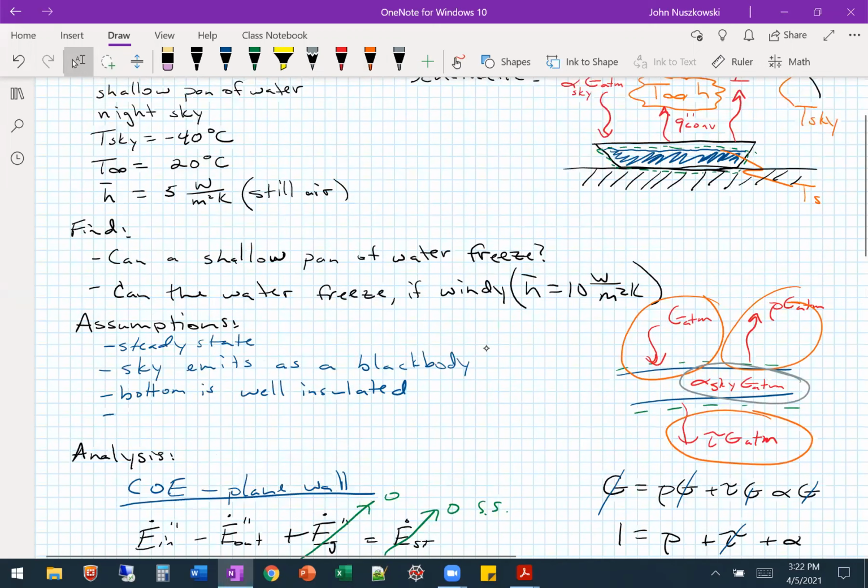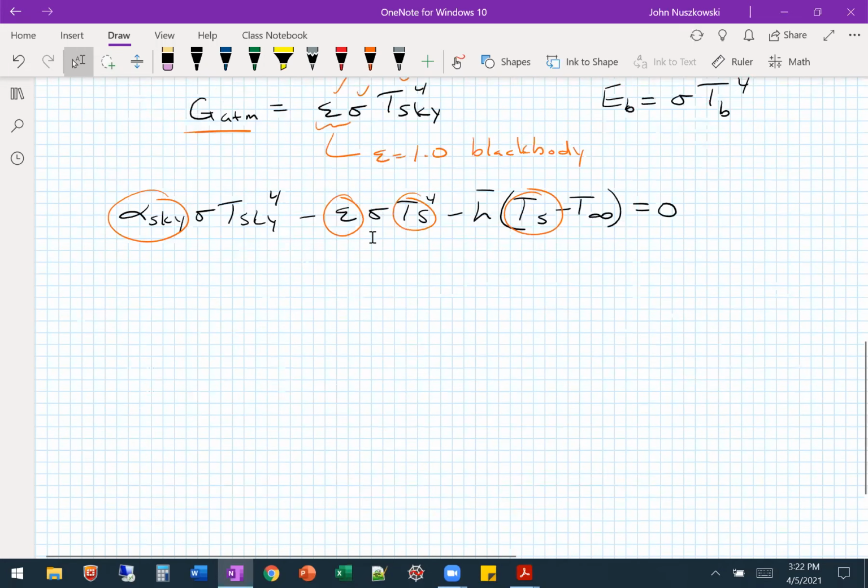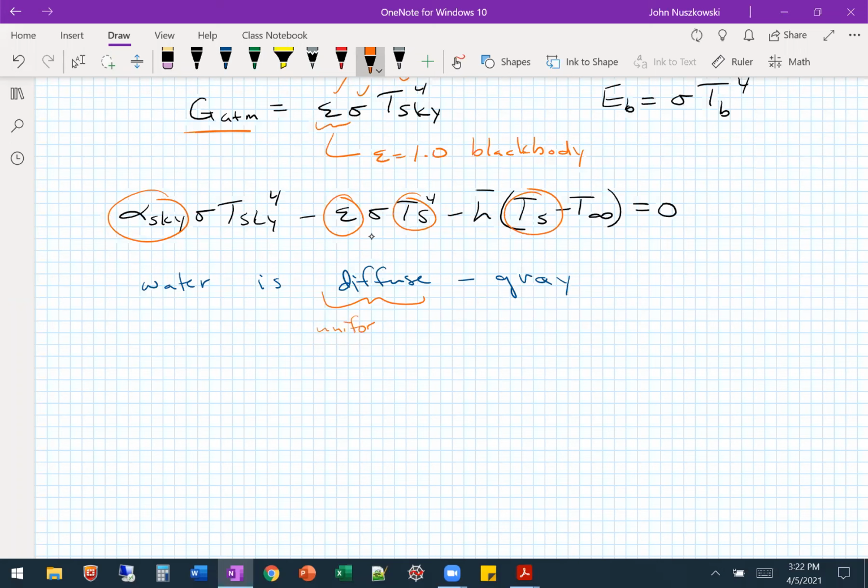We're going to say the water is diffuse gray. Okay. So diffuse is uniform in all directions. So that allows us to say the emissivity is not a function of direction, and now the emissivity at any given wavelength is equal to the absorptivity at any given wavelength. Okay.